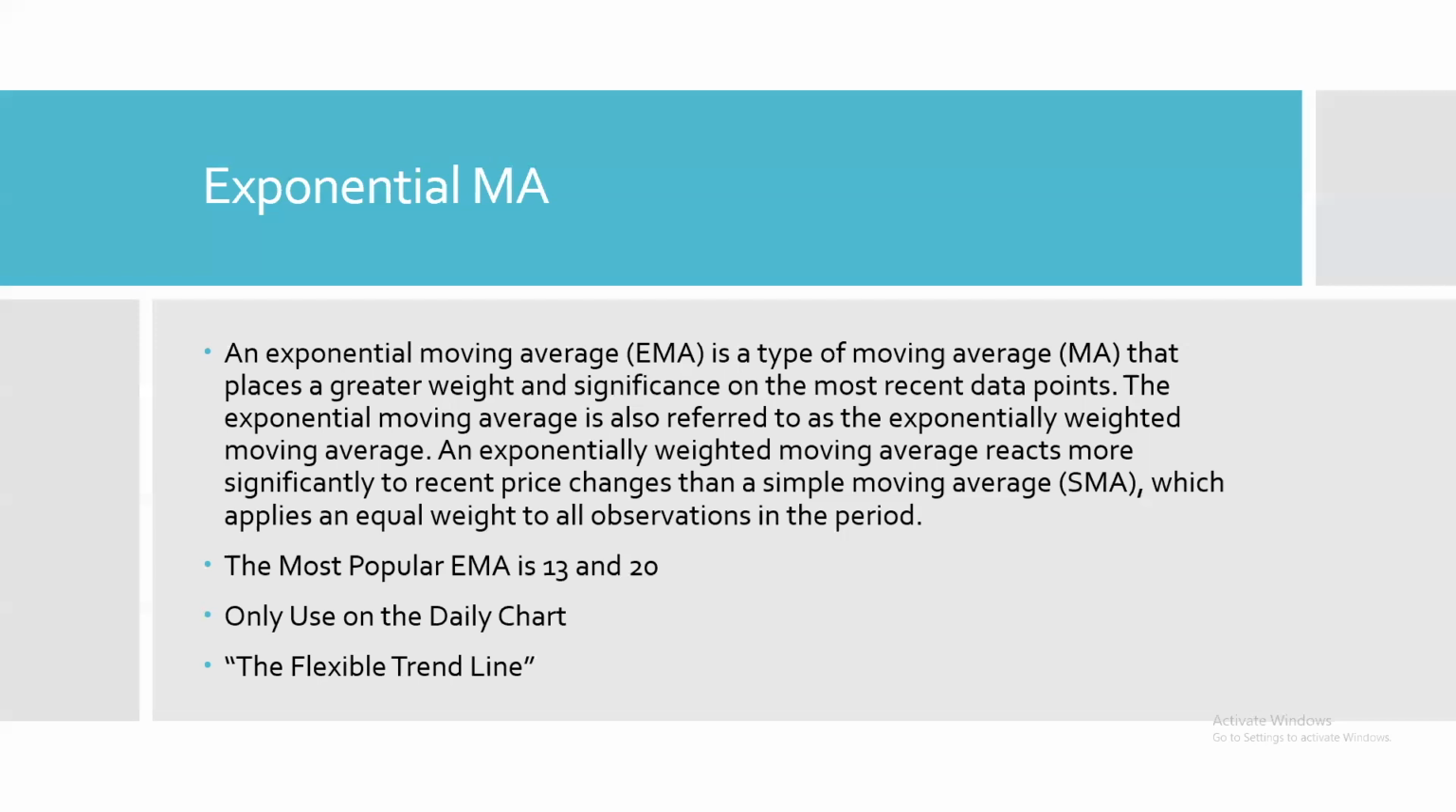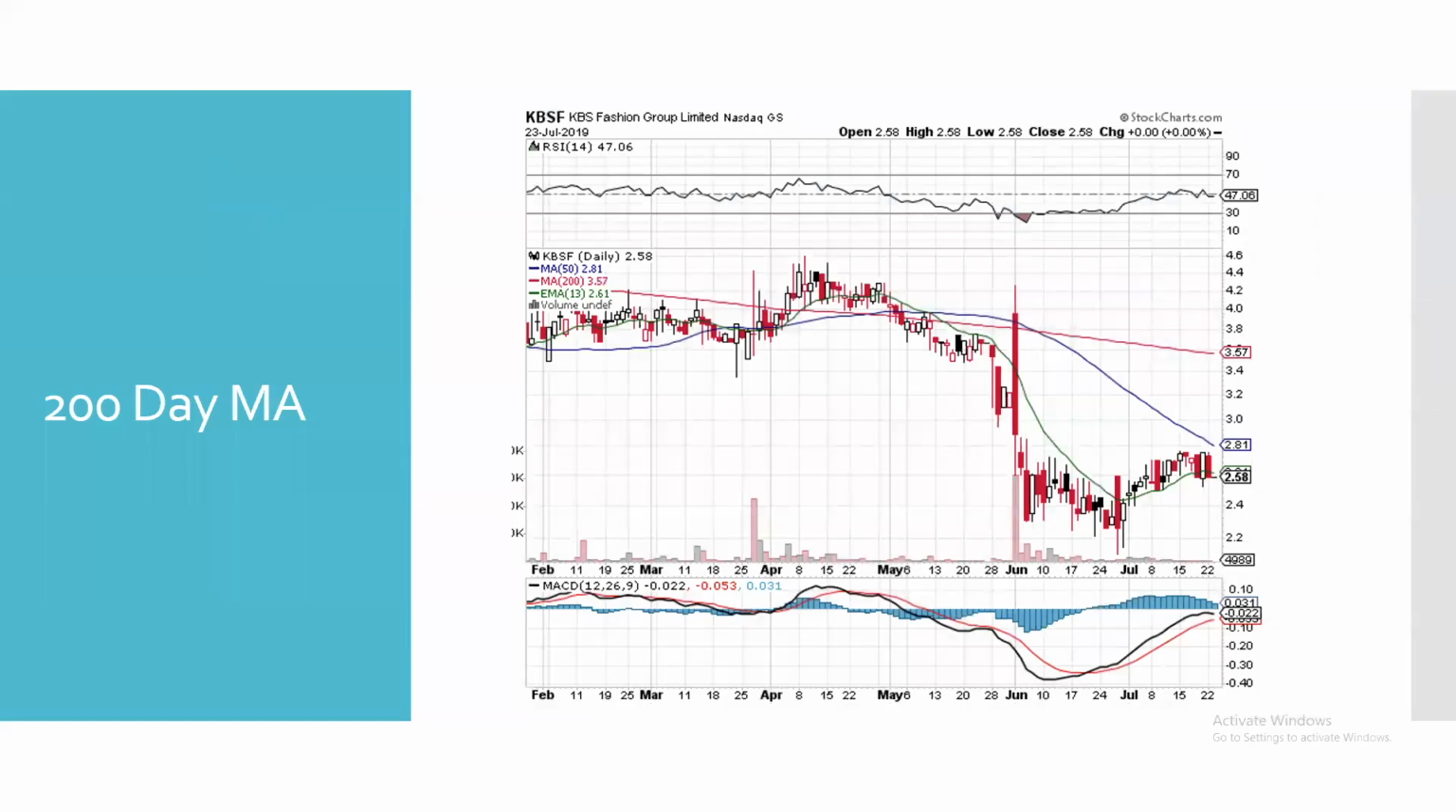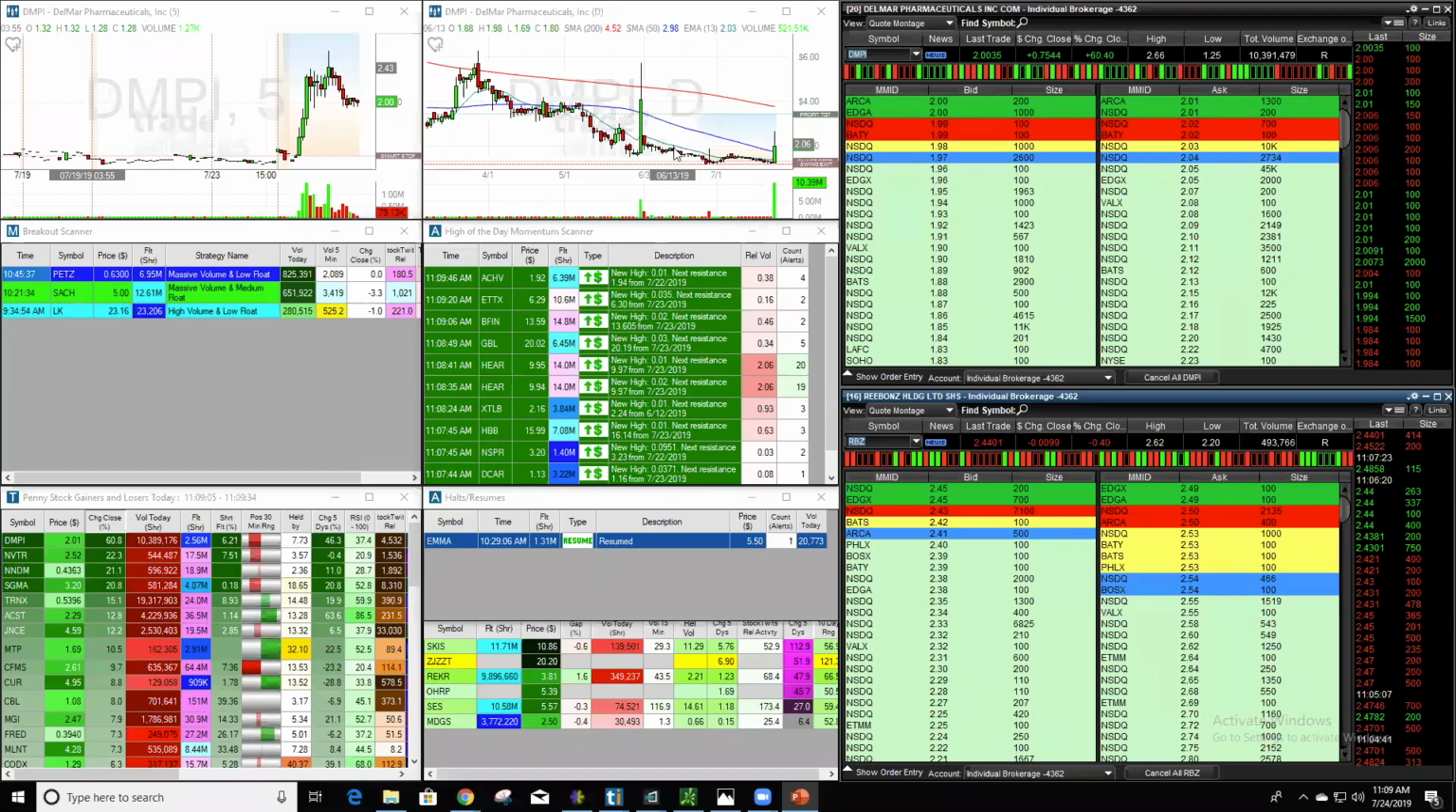We only use this on the daily chart, and what we like to call this is the flexible trend line. So we call this the 13 EMA, the flexible trend line. This is very important for you guys to be watching and focusing on. You may be able to see it on the charts right here. This is that green line, and it's the same exact thing that I carry over with my actual trading.